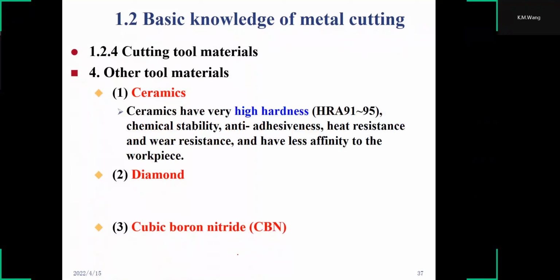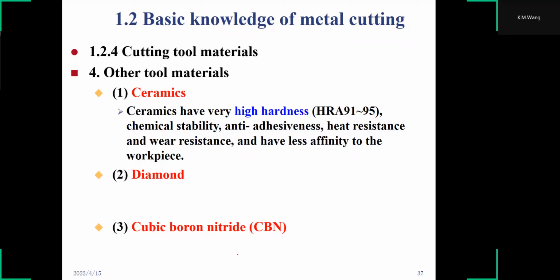At first is ceramics. Ceramics have very high hardness, and the hardness can reach HRA 91 to 95, and they have good chemical stability, heat resistance and wear resistance, and have less affinity to the workpiece. But ceramics have their disadvantages. They are very brittle and have poor bending strength and impact toughness.